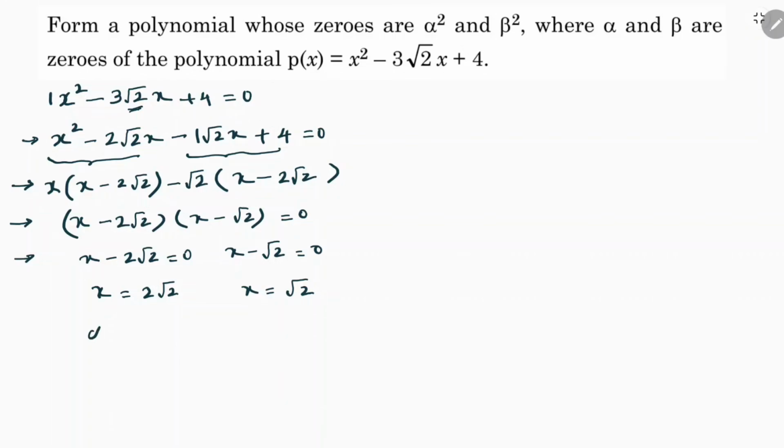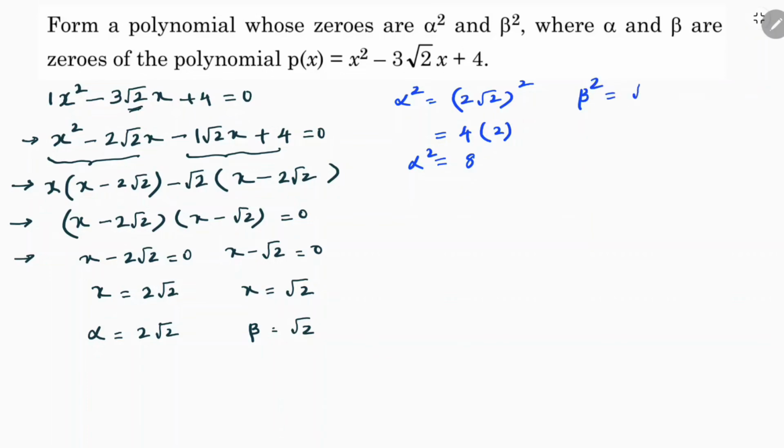Now alpha is 2√2 and beta I'll take as √2. So these are the alpha and beta values. But I need to find a polynomial whose zeros are alpha squared and beta squared. So alpha squared: alpha is 2√2 whole squared. 2 squared is 4, root 2 whole squared is 2, 4 into 2 is 8. So the alpha squared value is 8. Now beta squared: beta is √2, whole squared, so beta squared is 2. The beta squared value is 2.